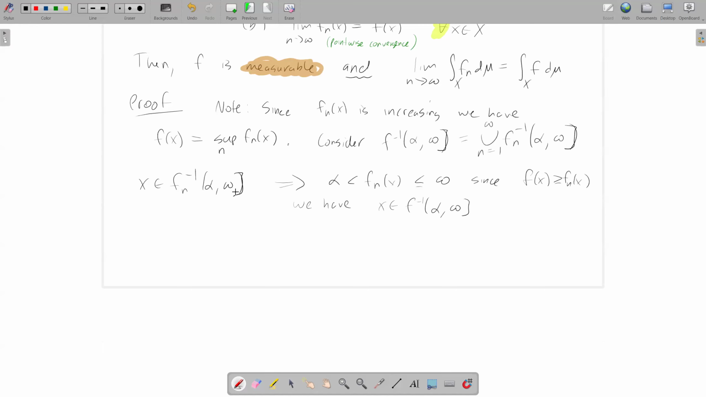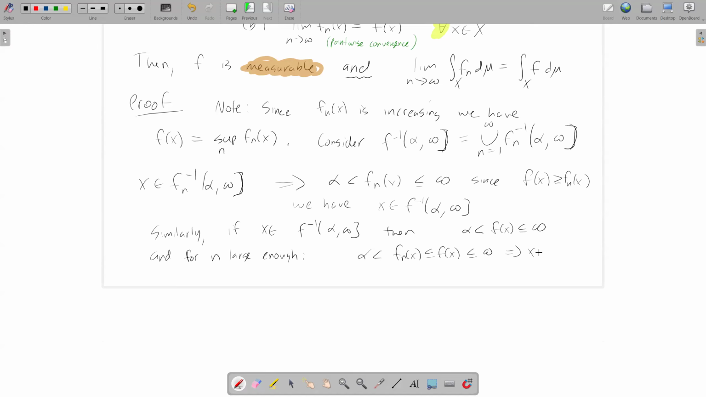Okay. So similarly, if x is in f inverse of alpha to infinity, then alpha is less than f of x is less than or equal to infinity. And for n large enough, Fn of x will be greater than alpha, right? Because that converges to f of x.